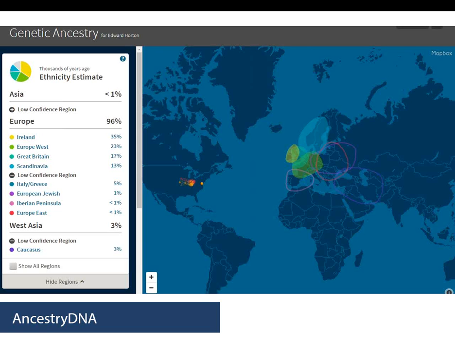Also, with their new feature on Ancestry called Genetic Communities, they are indicating areas within the United States where his ancestors may have lived.